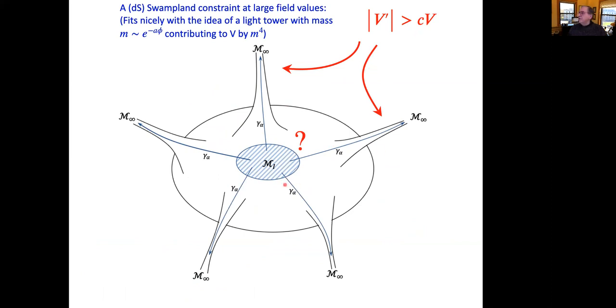Before I get to that, let me mention why this kind of relation is very natural. It is deeply related to the distance conjecture I was telling you about. If you go far in the field space, you typically get a tower of masses where the mass goes exponentially with phi, e to the minus some constant times phi. If you compute the contribution of these particles to the potential, they typically go like m to the fourth. So you get a potential which goes like e to the minus 4a phi, in other words, some other constant times phi. So the fact that you get exponential potentials is related to the fact that the tower of particles is also exponential in mass with respect to these parameters.